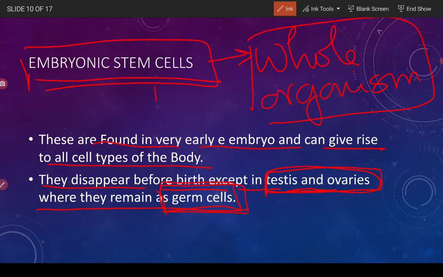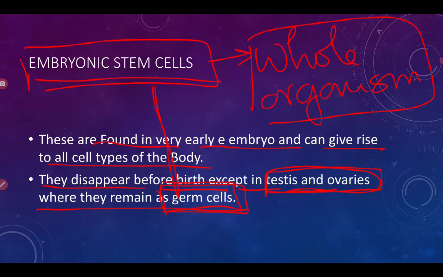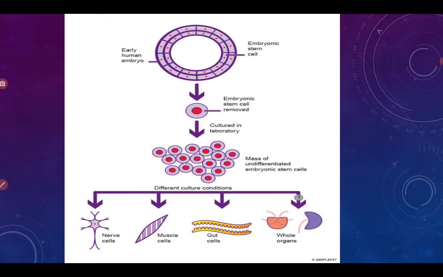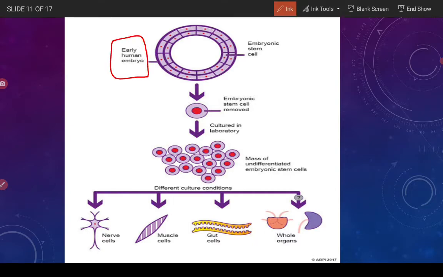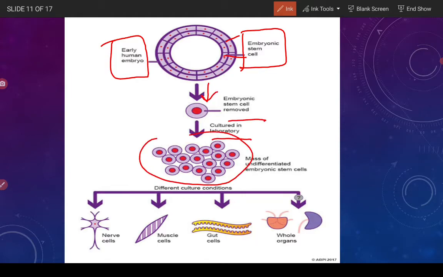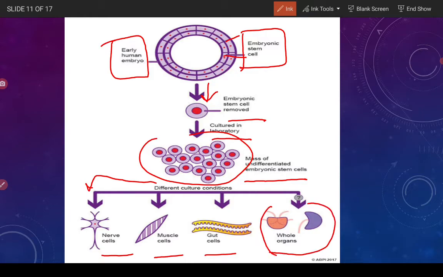The germ cells are embryonic stem cells. So you can see in this picture that this is an early human embryo and these are the stem cells. All these are the embryonic stem cells. So if we take out one embryonic stem cell and culture it in the laboratory, we culture a whole set of embryonic stem cells. They could form all kinds of cells like nerve cells, muscle cells, gut cells, whole organs, and a whole organism, right? So embryonic stem cells could form all kinds of organs and tissues.